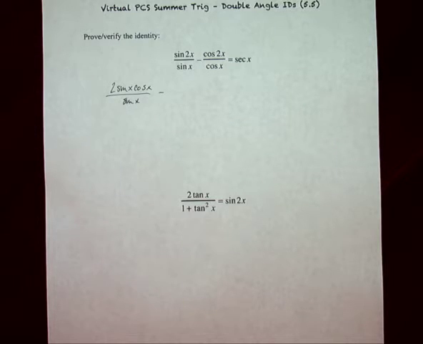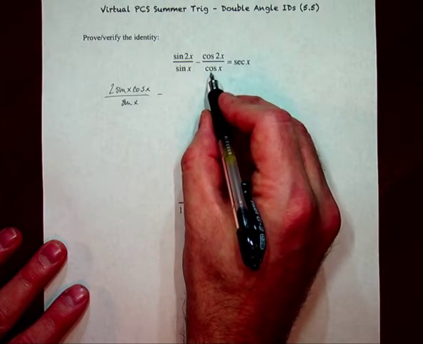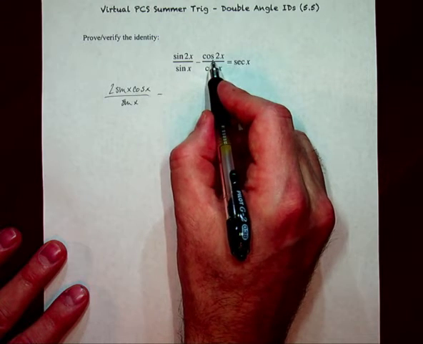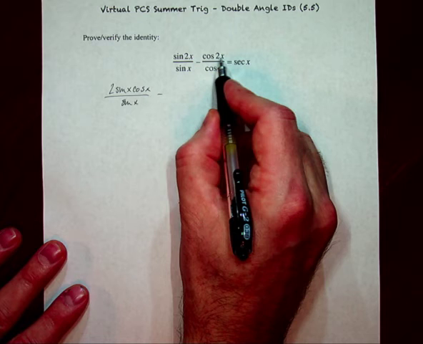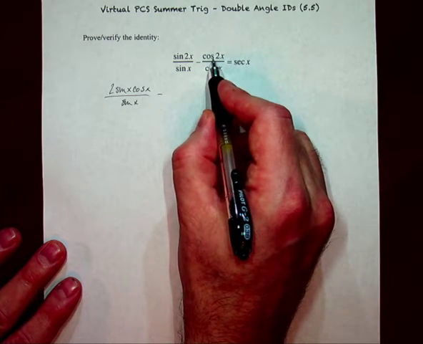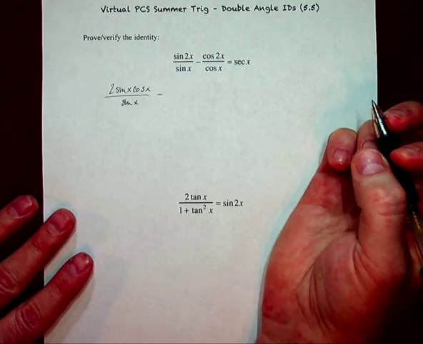The question is, which of the cosine 2x identities? Well, it doesn't really matter, because some of these things will cancel out, and you'll wind up being able to change the form again. But I know that if I want a 1 over cosine, I'm probably going to use one of the identities that involves either the 1 minus 2 sine squared x or the 2 cosine squared x minus 1. And I'm going to go ahead and do the 2 cosine squared x minus 1.